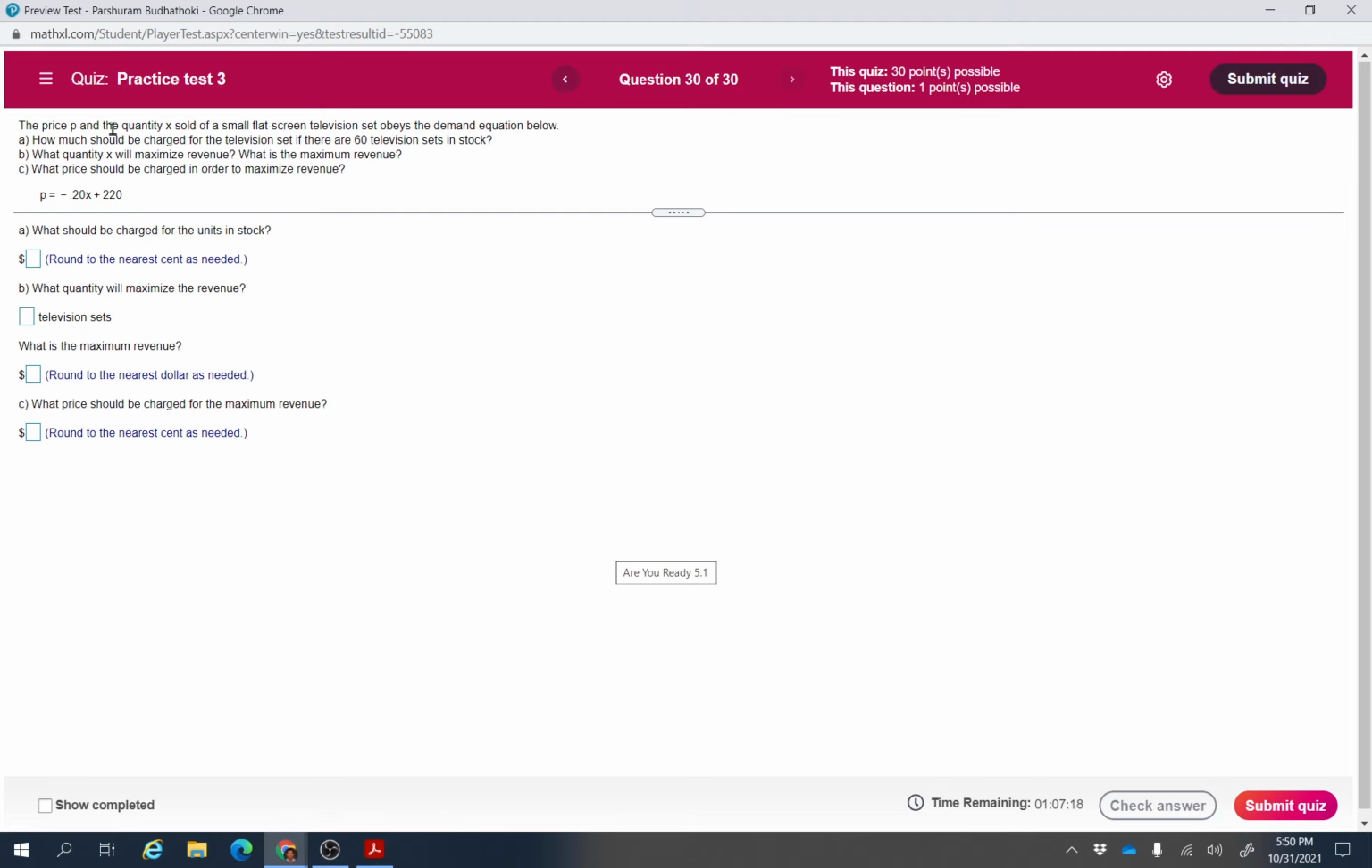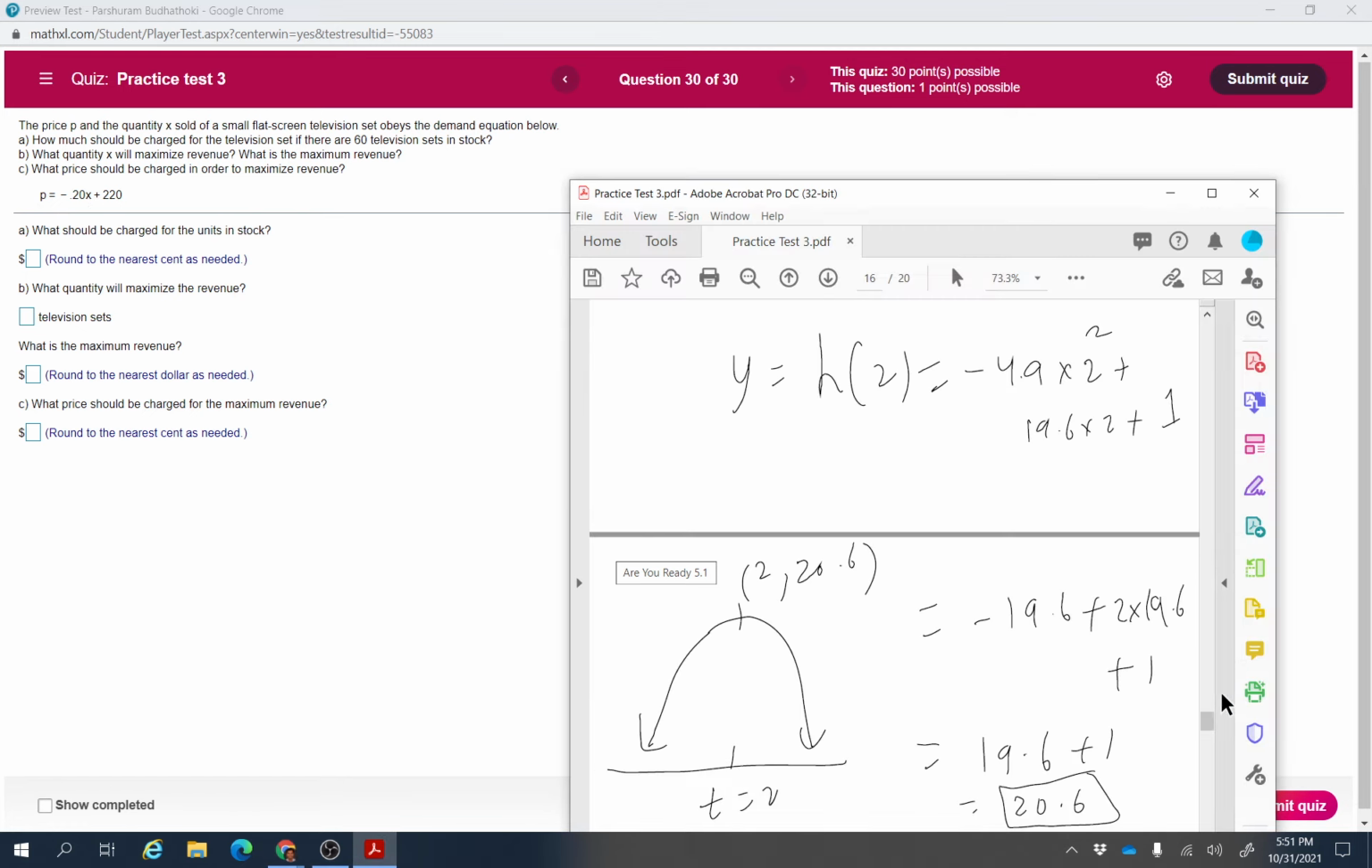Finally, this is also a word problem, and to answer about maximum or minimum, you need to form a quadratic function. Here, this is the relation between price and demand. The price P and the quantity x sold of a small flat screen television set obeys this demand equation. To answer the first question, how much should be charged for the television set if there are 60 television sets? What is P when x is 60? That's what you need to answer.